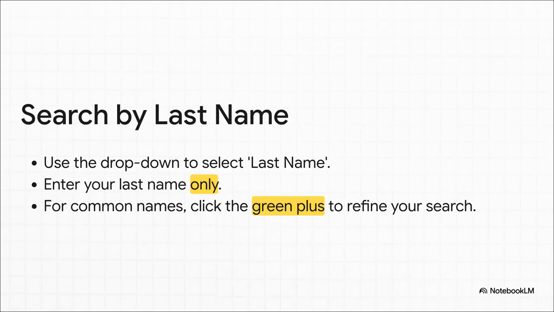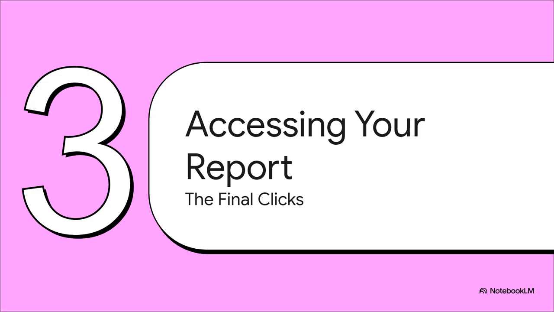So if you're going to search by name, just use that little drop-down menu to switch it from license no to last name. And here's a pro tip for you. If you've got a common last name, like Smith or Johnson, use that little green plus button. It lets you add another search field, like your first name, so you can narrow things down and find yourself way faster. Okay, you've searched. You see your name in the list.